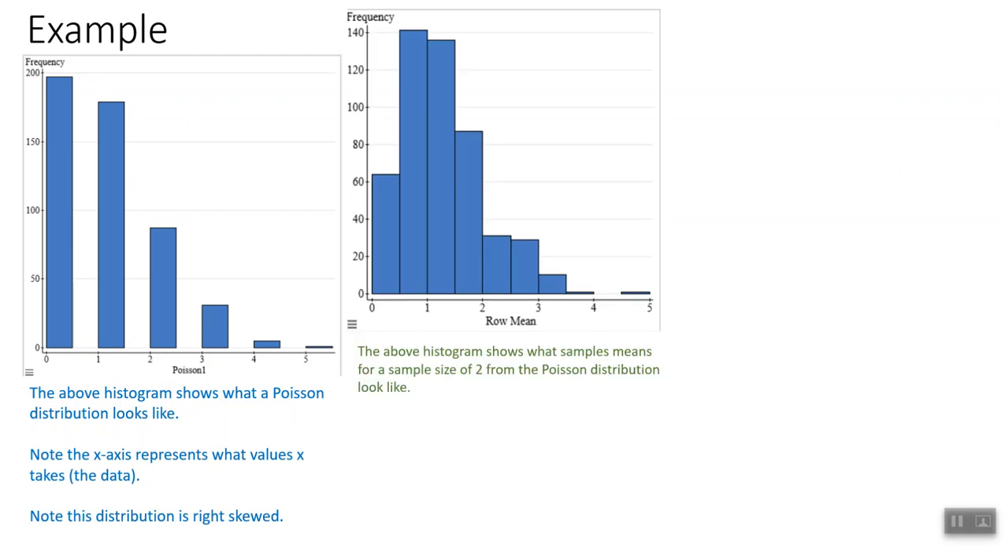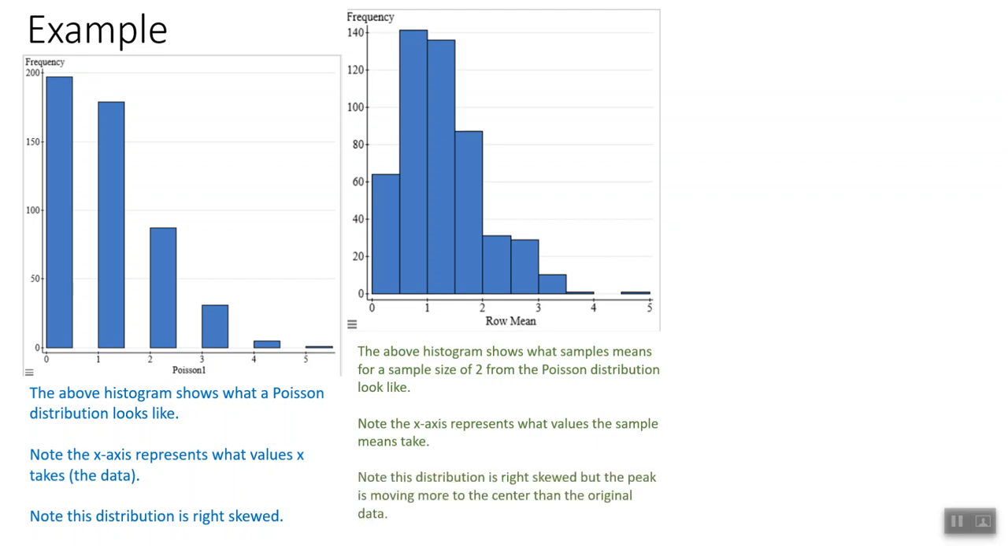This histogram shows what the sample means for a sample of size 2 from the Poisson distribution look like. What you should notice here is that the x-axis now represents the values that the sample means of size 2 take, and that this distribution is still right skewed, but the peak is moving more towards the center than the data itself.